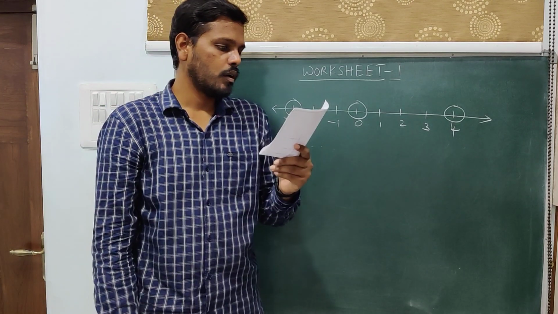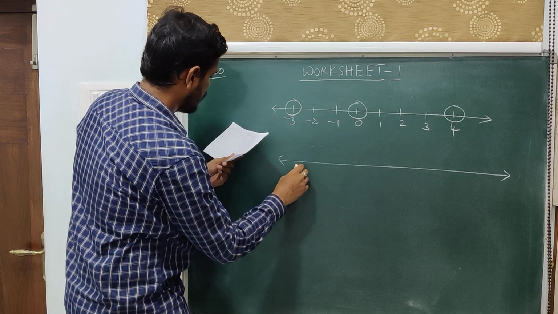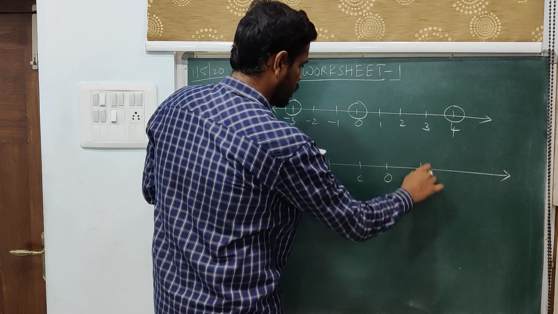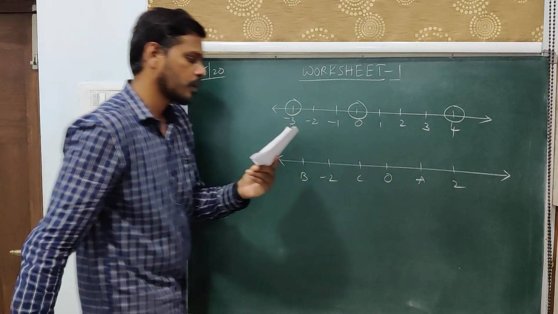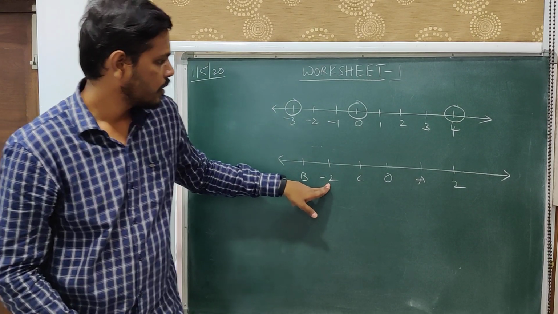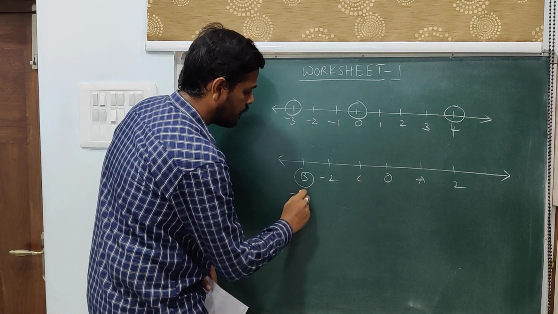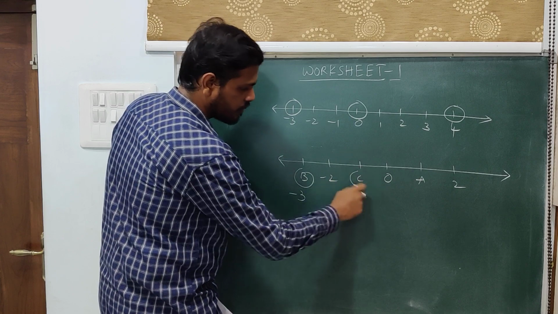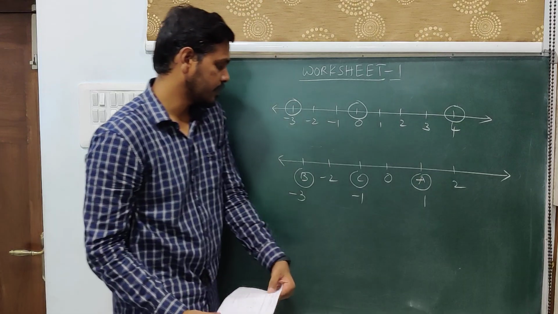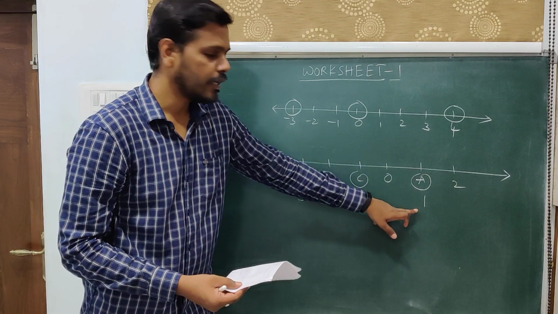Next one. You are given a number line. So this is your number line. So you have B, minus 2, C, 0, A, 2. So now you need to find out what are A, B, C. Now this is minus 2, and you can guess this number. This is minus 3. So this is minus 3, then minus 2. The next one is minus 1, 0, 1, 2, and we move forward like that. So the value of B is minus 3, value of C is minus 1, value of A is 1.